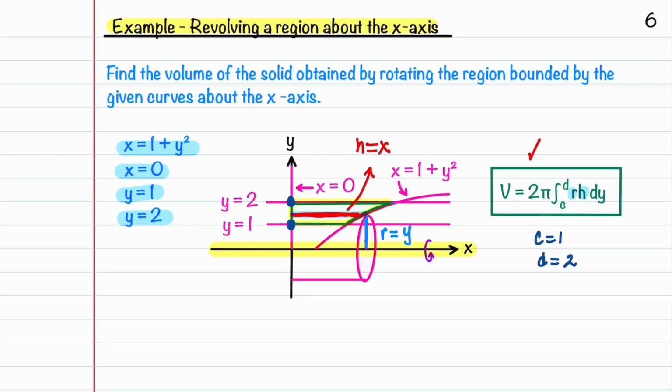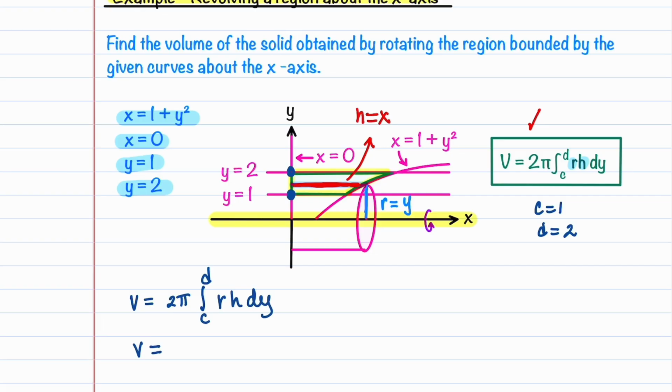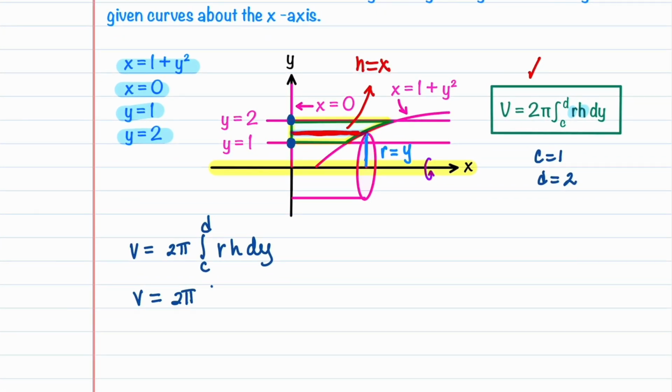Now we can go ahead and write down our formula. I'm going to write the general formula first. This is 2 pi, the integral from c to d of r h dy. Now we can substitute in what c and d are. c is 1, d is 2. Our radius, let me highlight this so you can see it, is equal to y. And then our height is equal to x. And we're integrating with respect to y.